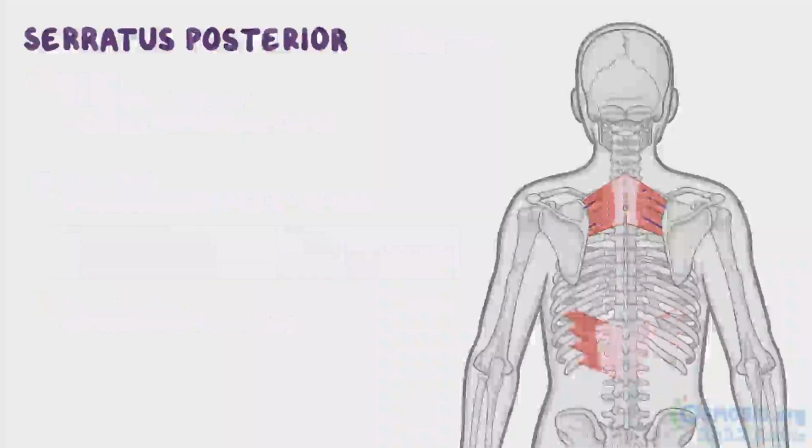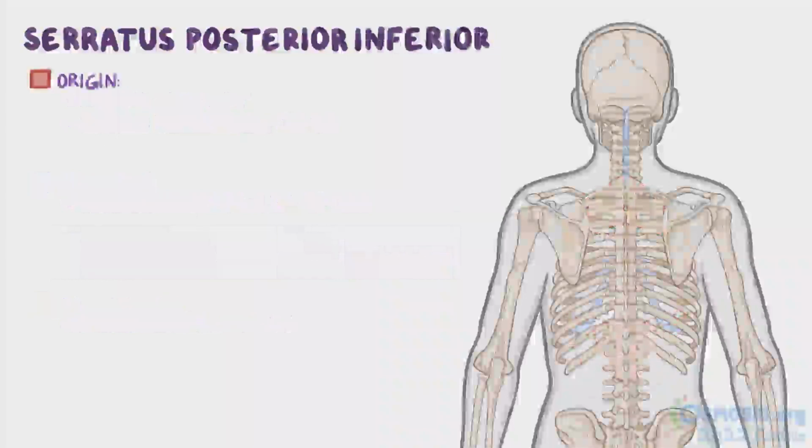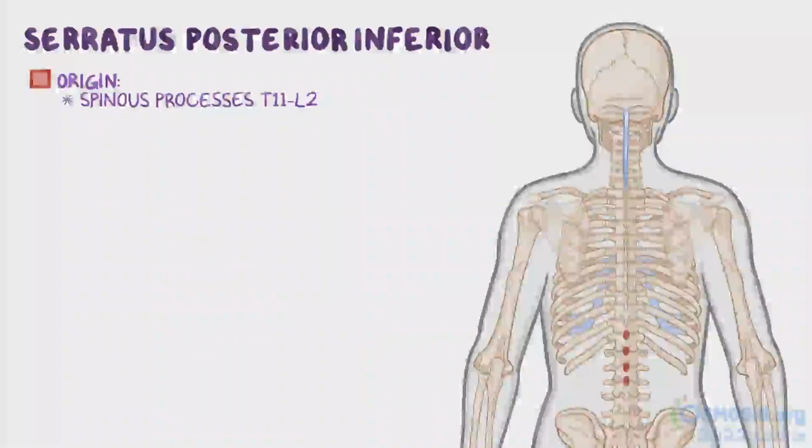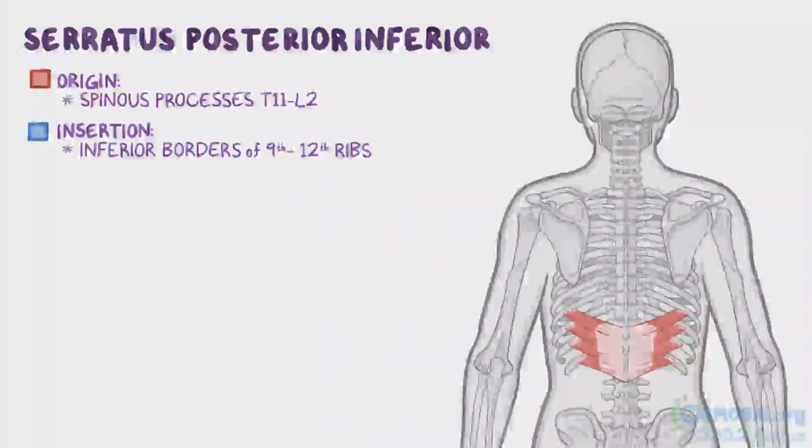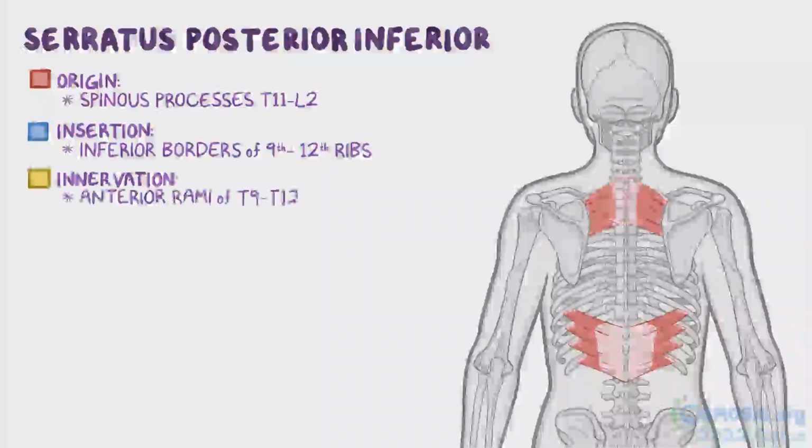The serratus posterior inferior originates from the spinous processes of the T11 through L2 vertebrae and inserts at the inferior borders of the 9th through 12th ribs near their angles. Based on these attachments, it's thought to depress the inferior ribs during inspiration, and it's innervated by the anterior rami of the T9 through T12 spinal nerves.